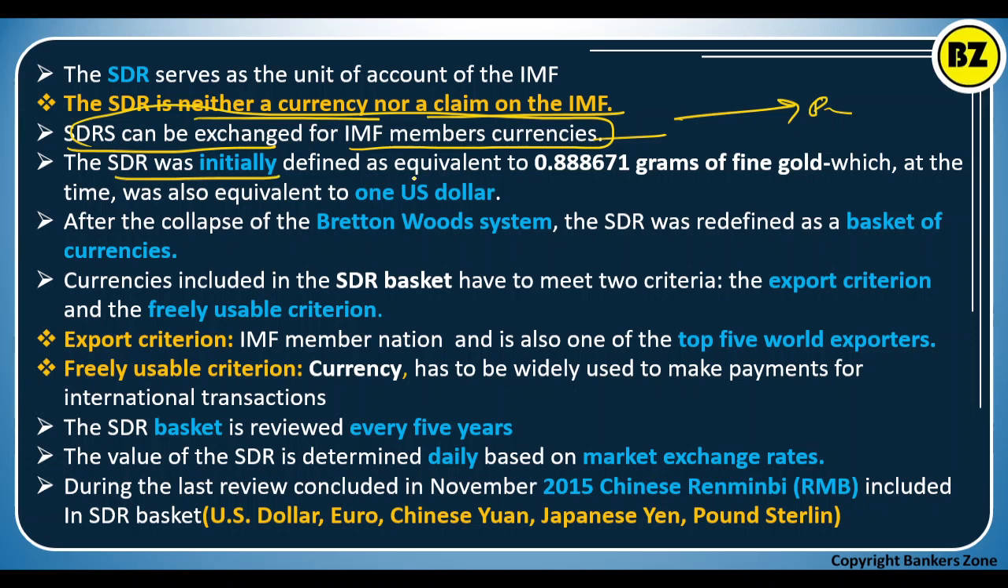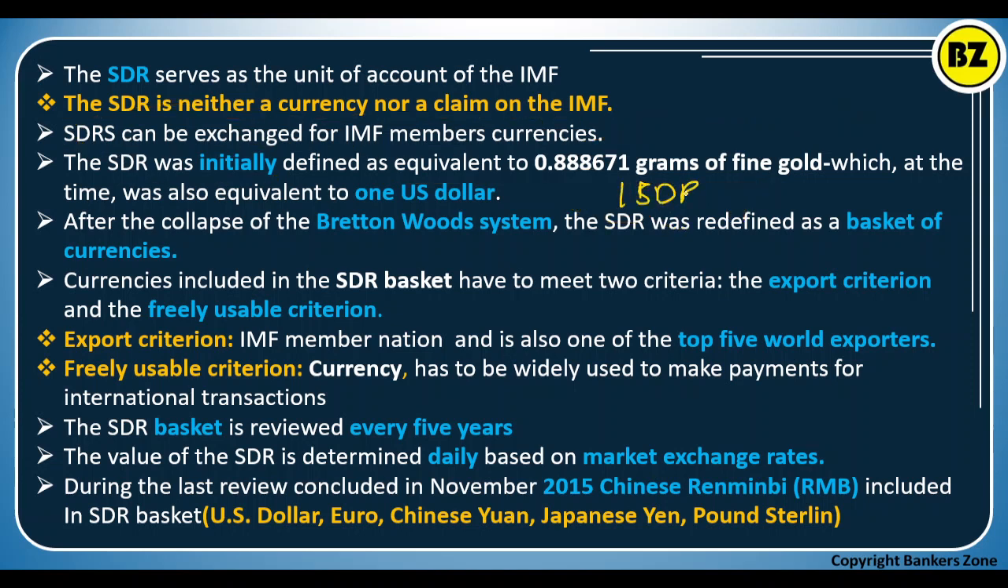SDR was initially defined as equivalent to 0.888671, which means you can simply say about 0.8 gram of gold. Initially, 1 SDR was equal to 1 gram of fine gold. Fine means pure gold, without any mixture. Initially they decided this, and it was also equivalent to $1. So 1 gram of gold is equal to $1 is equal to 1 SDR. This was previously decided.